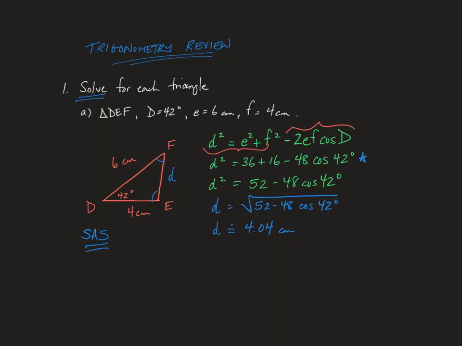And now that we have D, we have a side and its corresponding angle. We do not need to use cosine law again. Now we can jump in and start using sine law. So here's where things get interesting.